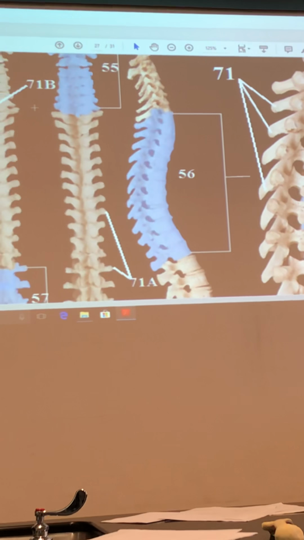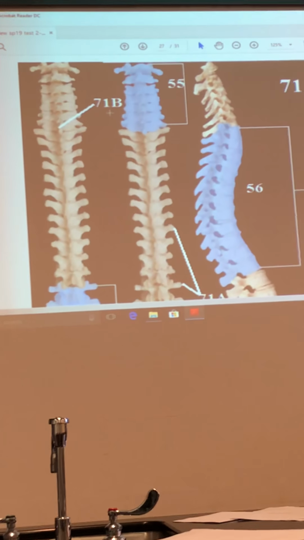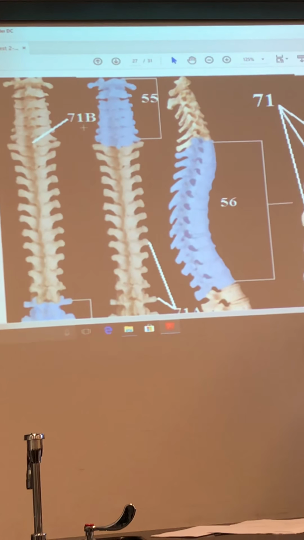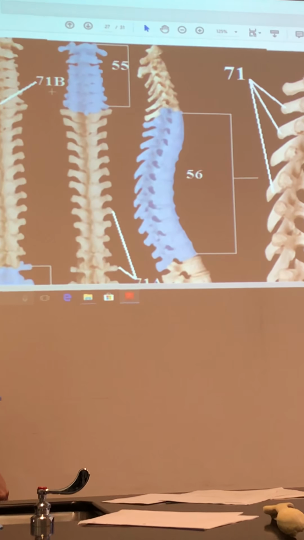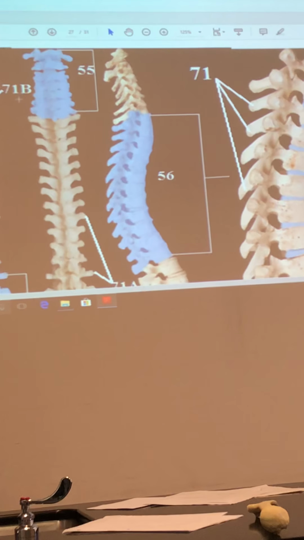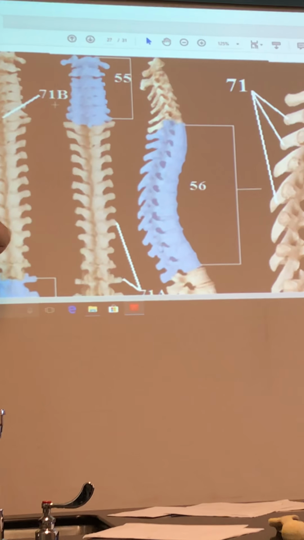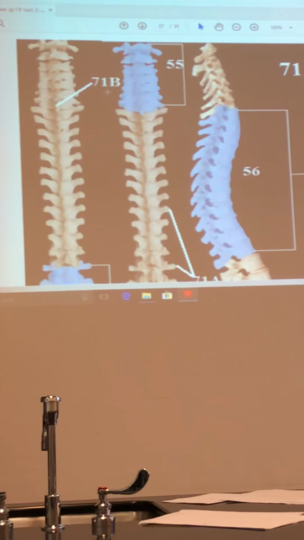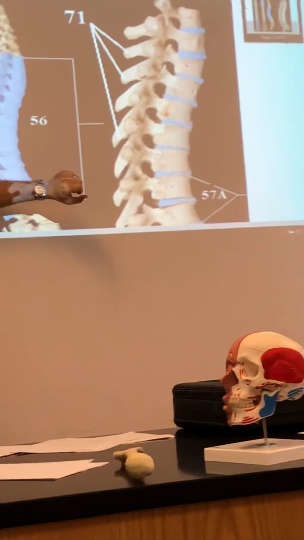Okay, these are the different areas of the spine. But what in particular would be 71B? See, this wasn't on the last. Vertebral prominence. 1, 2, 3, 4, 5, 6, 7. Spinous process. C7, right? But vertebral prominence. Then down here would be the lumbar spine, cervical spine, thoracic spine.